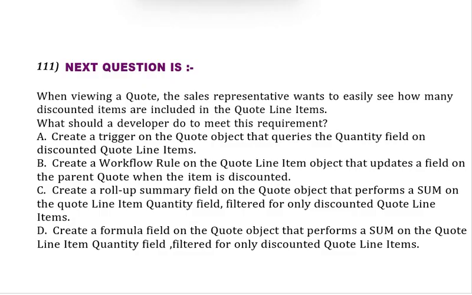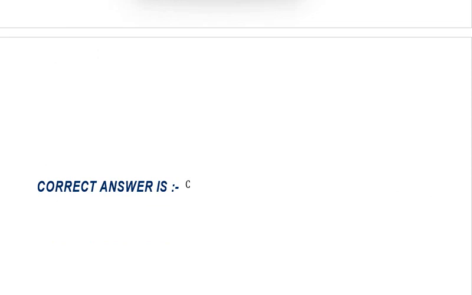Option C, create a roll-up summary field on the quote object that performs a sum on the quote line item quantity field filtered for only discounted quote line items. Option D, create a formula field on the quote object that performs a sum on the quote line item quantity field filtered for only discounted quote line items. Correct answer is option C.